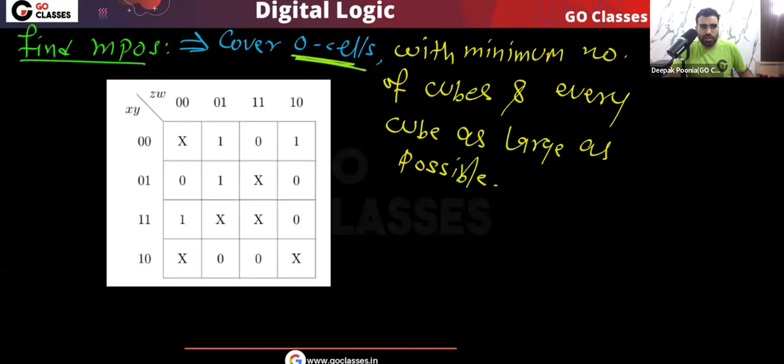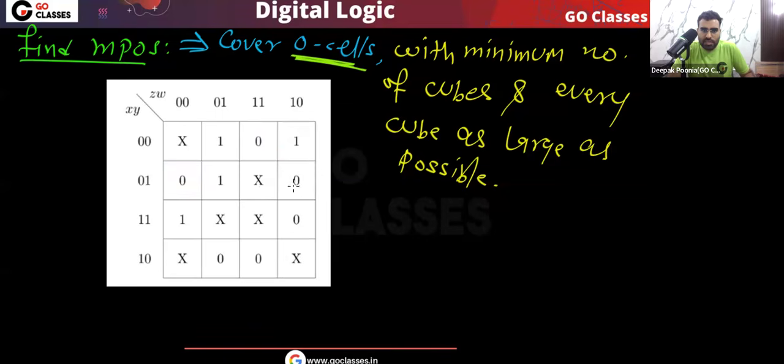So that's it, very easy. This is how you can find the minimal POS. Just cover all the zero cells with the minimum number of cubes, every cube as large as possible. Remember, I don't care about the don't cares. If they are helpful, I will take them. If they are not helpful, I will not take them. That's it, very simple. Now, what are the zero cells? You can see these are the zero cells. In total we have 6 zero cells. So let's see here.